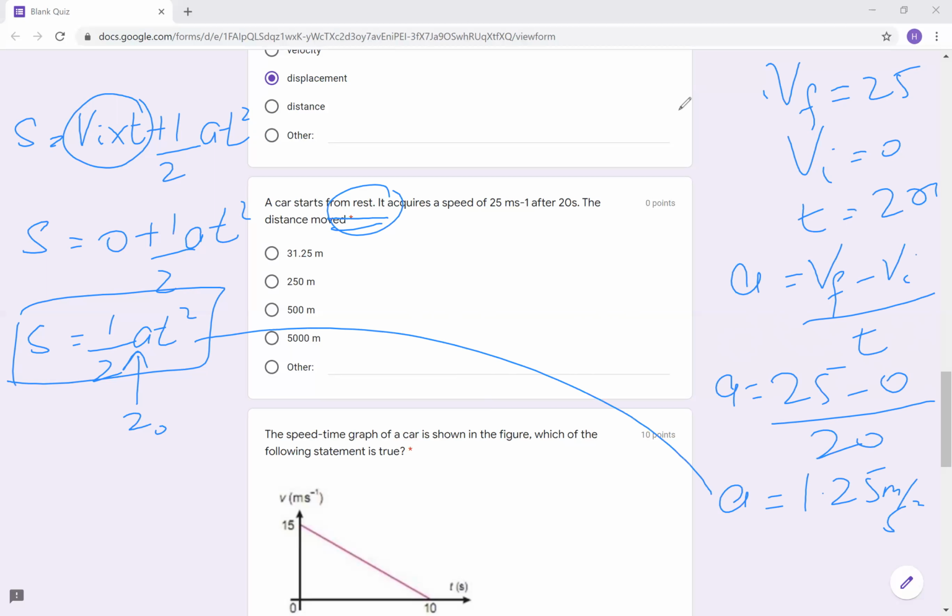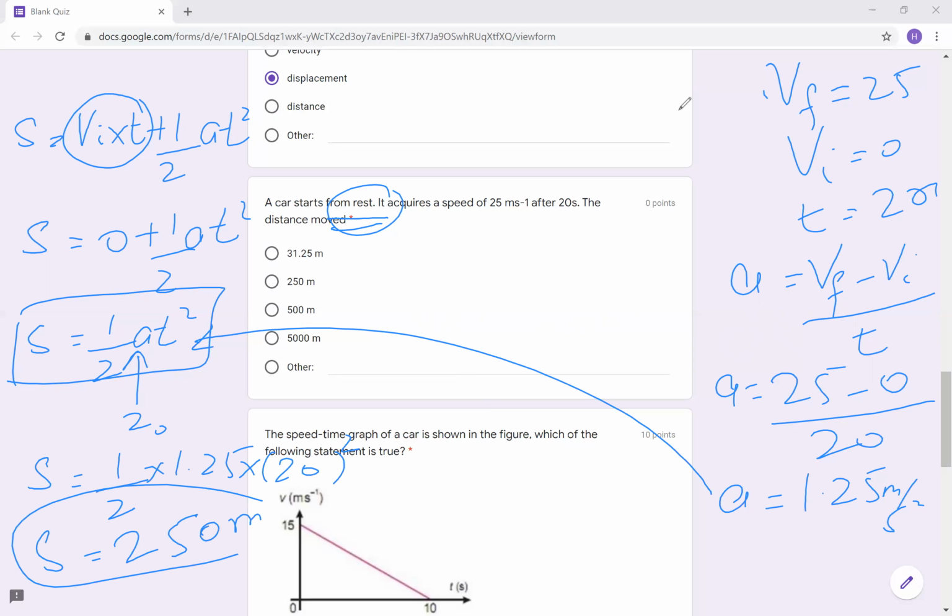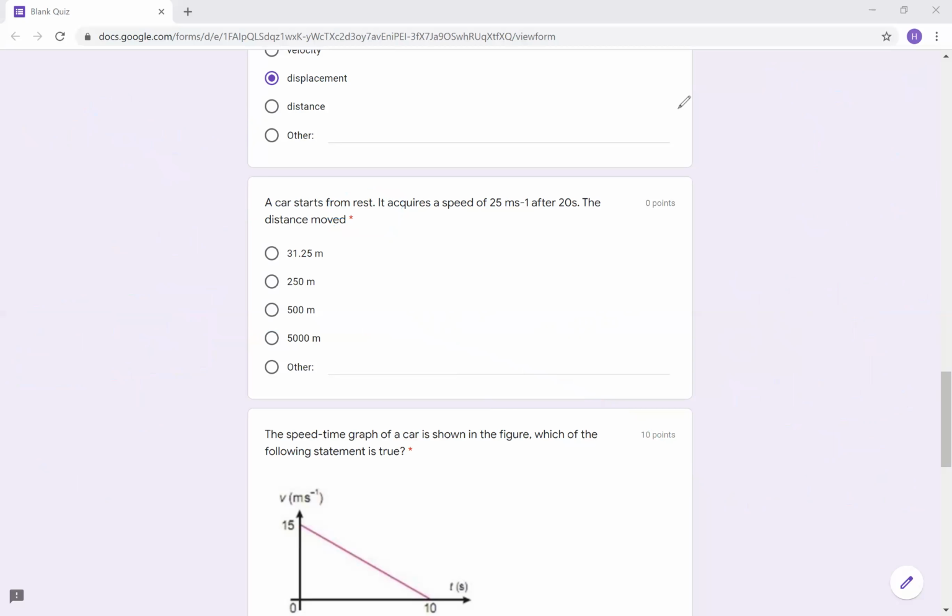Putting this value of A in this equation, what do we get? We'll get S is equal to 1 over 2 into 1.25 multiplied by 20 whole square. What is the answer? Answer will become 25, sorry, not 25, 250 meters. And that is our answer, 250 meters. So clearing this all up, let us clear this all up, and our answer will become 25 meters now.